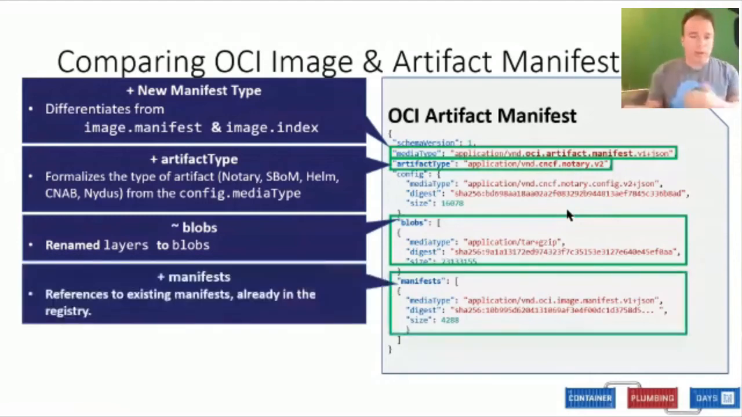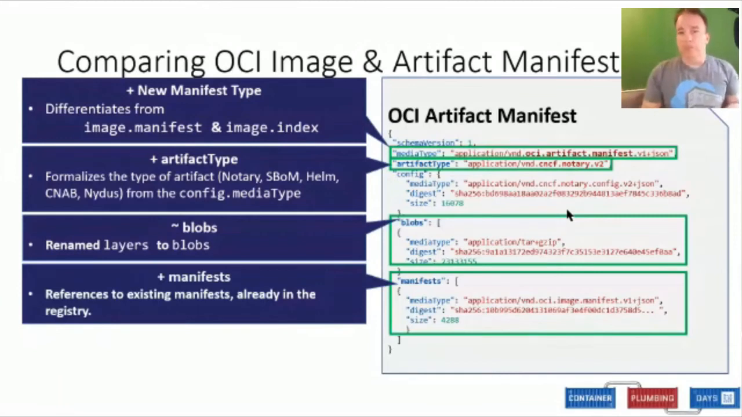And then we have the addition for this Notary V2 signature can reference another image, another SBOM, something else that's in the registry. It's just a reference by its digest descriptor. And if we look at the difference, it's really not that far, right? We've added the artifact type, we've renamed blobs, and we've added a manifest. So it's pretty straightforward. And now by declaring this, we can do things like garbage collection and other management features in a registry without having to guess what's going on.